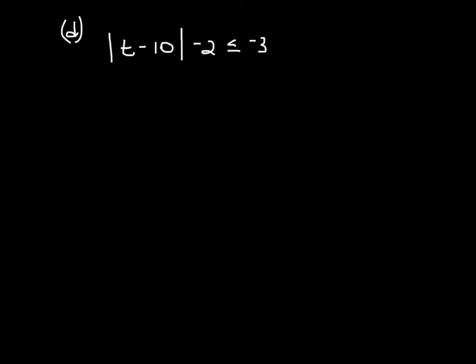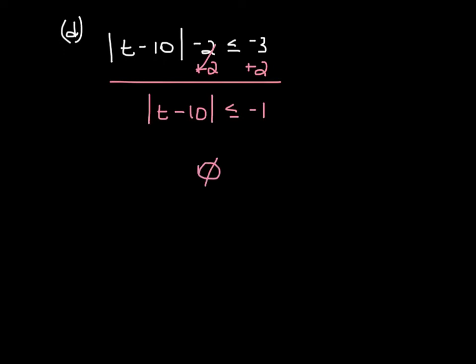And example D, the absolute value of t minus 10, minus 2, is less than or equal to negative 3. I first need to get the absolute value part by itself, so I'll add 2 to both sides. So I have the absolute value of t minus 10 is less than or equal to negative 1. Well, less than or equal to negative 1 are all negative numbers. So since the absolute value cannot be equal to negative numbers, this is the empty set.